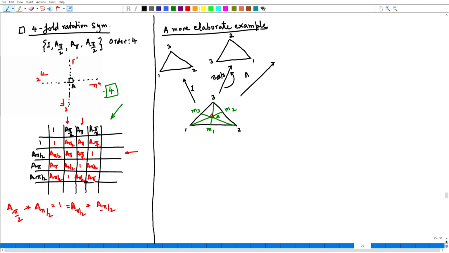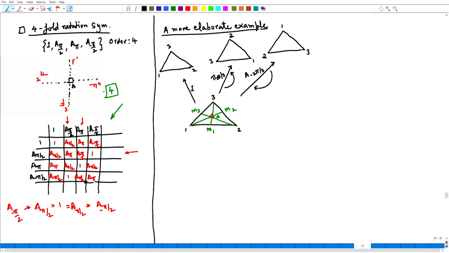Now, let us do minus 120 degrees, A minus 2 pi by 3. So, I am doing a 120 degree rotation clockwise. So, the position of the triangle now becomes, if I look at this, I am rotating it clockwise. So, 1 will come here, 3 will move here and 2 will move here.